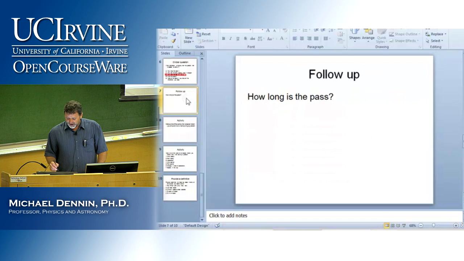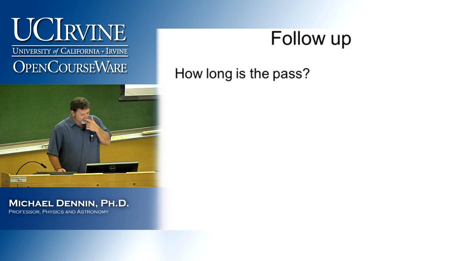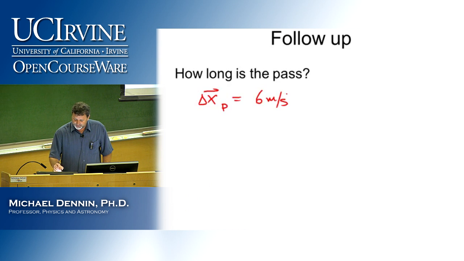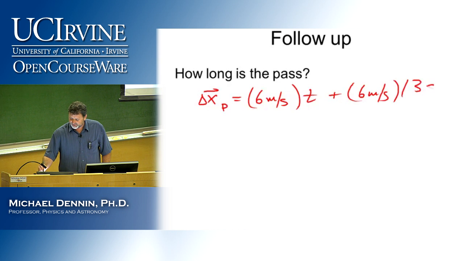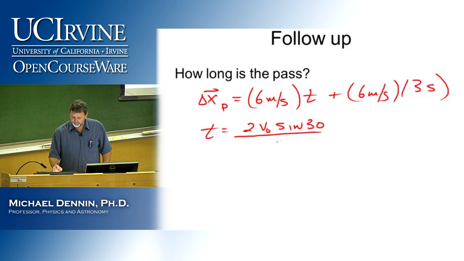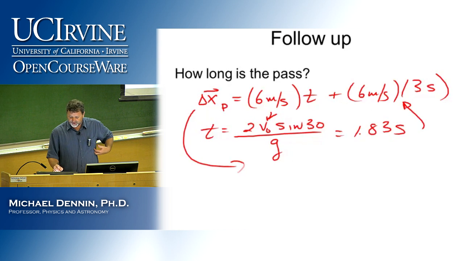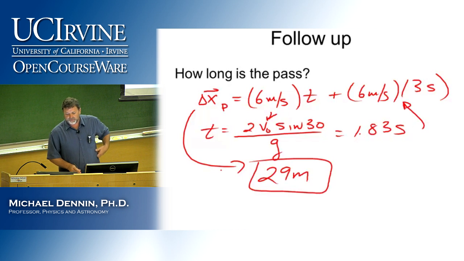So let's just have a follow-up question. How long is the pass? Okay? And I'm just going to do that right here. We already saw that delta x of the player was 6 meters per second times time plus 6 meters per second times the 3 seconds that was delayed. And we had an expression for time. We got this as part of solving the problem. And now that we know v naught, we can just plug in and get 1.83 seconds, plug in here, and we find out we ran 29 meters. So we had roughly a 30-meter pass.